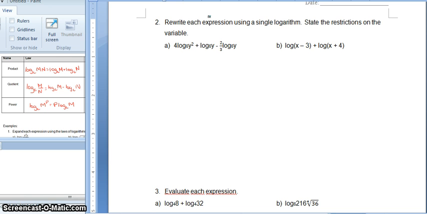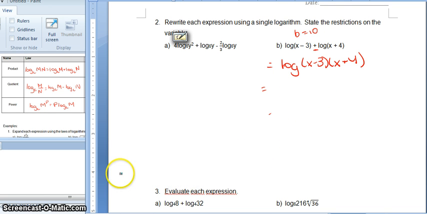So for B here, we have the log of x minus 3 plus the log of x plus 4. If you guys remember this one, when we don't have a base, that just means that the base is equal to 10. We don't really need to know that for this one, at least not just yet. So now we're going to rewrite this expression using our log laws. If you notice, we have that plus sign here, so that means we're going to be using the product rule. So we're going to rewrite this as the log of x minus 3 times x plus 4.